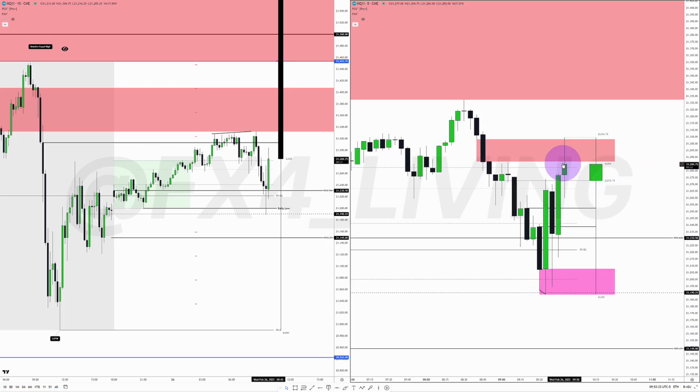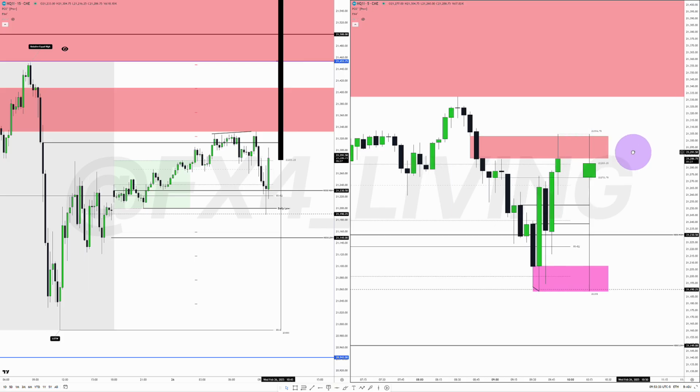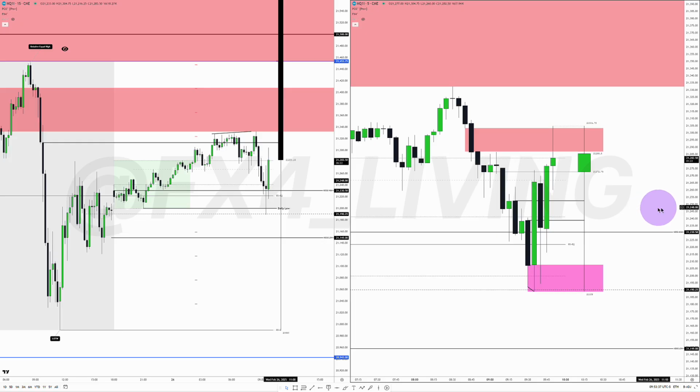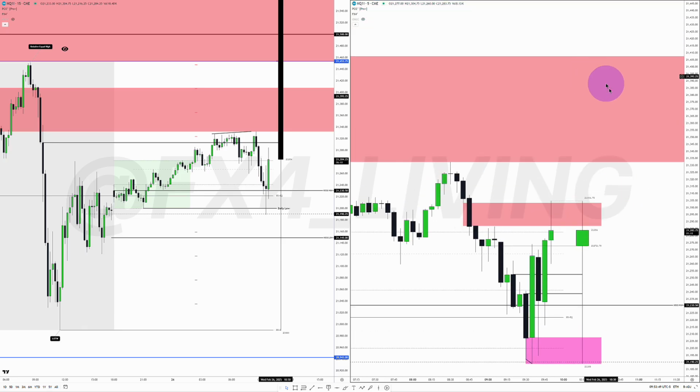Okay. Now that we go inside of this inefficiency right here, that imbalance, I want to see what type of reaction we get right here. Yeah, I want to see what type of reaction we get, because it can reject and go back down, right? So I want to make sure that it can go through it and then use it as an inversion fair value gap and then basically go towards this imbalance right here, which is, right, in sync. Like this imbalance is in sync with this one.